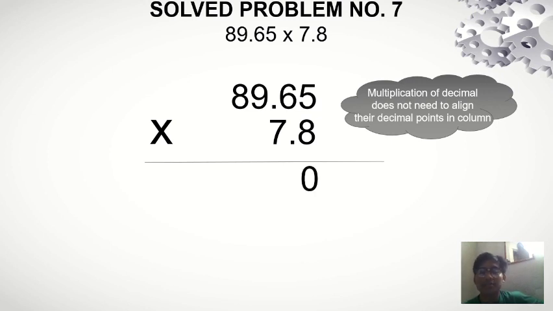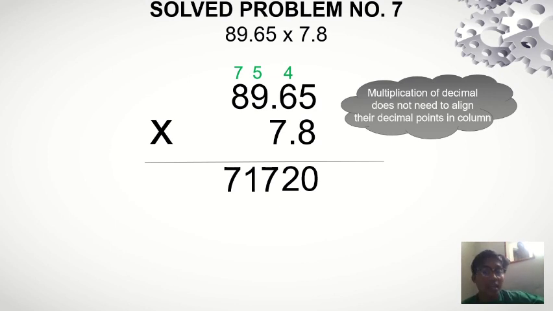Now, we have 8 times 5 is 40, carry 4. Let's do this. 8 times 6 is 48 plus 4, 52, carry 5. 8 times 9 is 72 plus 5, 77, carry 7. 8 times 8 is 64. 64 plus 7 is we have 71.